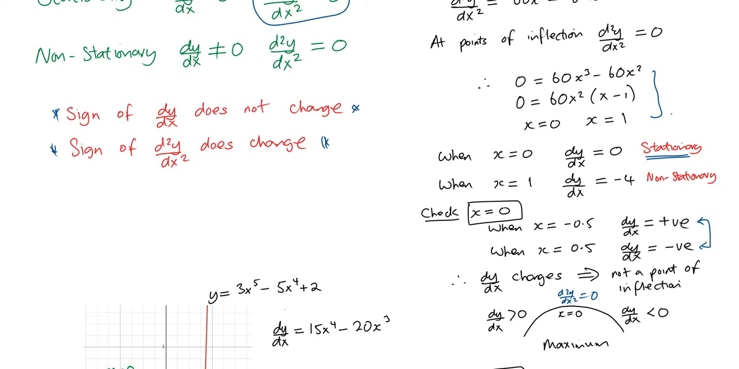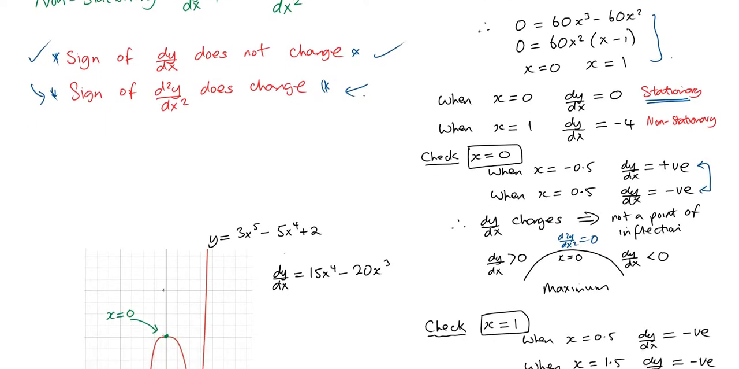So it is a stationary point, and also d2y by dx squared is equal to 0, but that doesn't mean it's a point of inflection, because we can check that by how dy by dx changes. This is the number one way to check it. Sometimes you can use this second method, but most of the time by checking how dy by dx changes or doesn't change, we can decide whether it's a point of inflection or not. So the first point, x equals 0, is a maximum point.